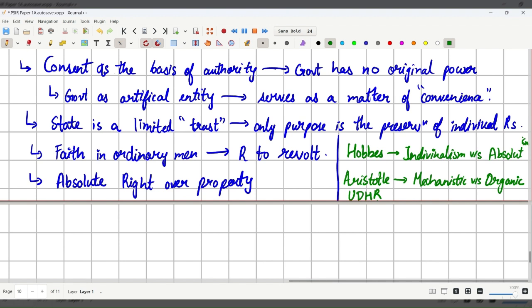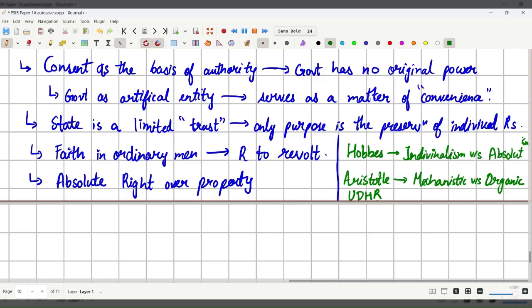Then you can link here Aristotle. Locke's individualism represents a mechanistic view of the state, where the state is an artificial tool of utility. This is a very sharp contrast to Aristotle's organic view, where Aristotle thinks that the state is prior to the individual and is a natural necessity for humans to realize their moral potential.